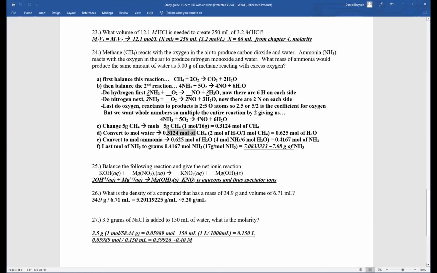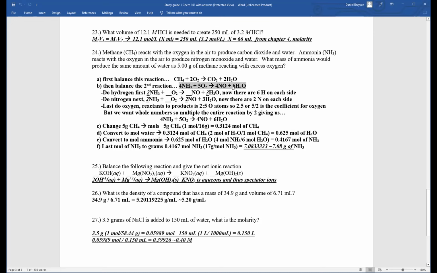That gets us to the moles, from our moles of methane to the moles of water. Now it's saying it wants to know the mass of ammonia. It would have the same amount of water for each reaction. So now the moles of water, we want to convert to the moles of ammonia. So this 0.625 moles of water in our second reaction here.